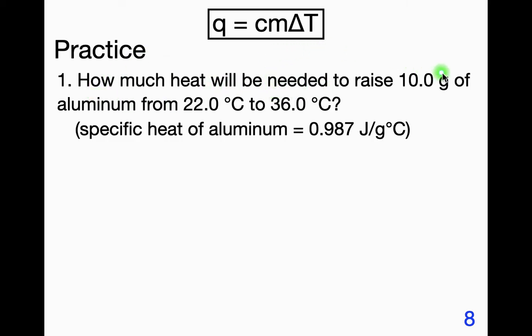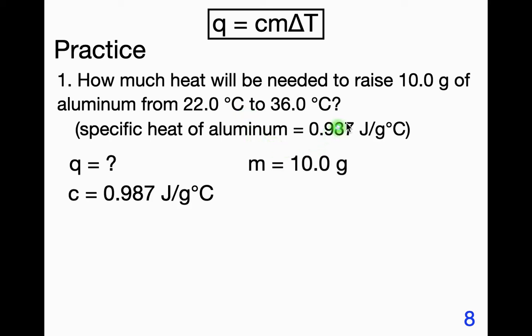Okay, now to solve these problems, what you will want to do is to first take the word problem and summarize it using the variables from the heat transfer equation. So the question is asking how much heat? Well, Q is heat, so that's what we don't know, but we know everything else. We know the specific heat, 0.987. We know the mass, 10 grams. And we know the change in temperature. It went from 22.0 degrees to 36 degrees. So remember, it's always final minus initial, and that gives us 14 degrees Celsius.